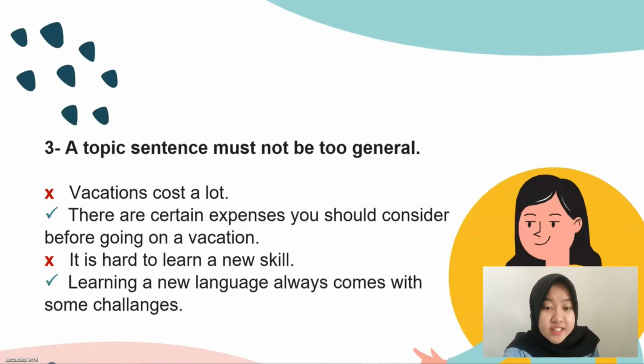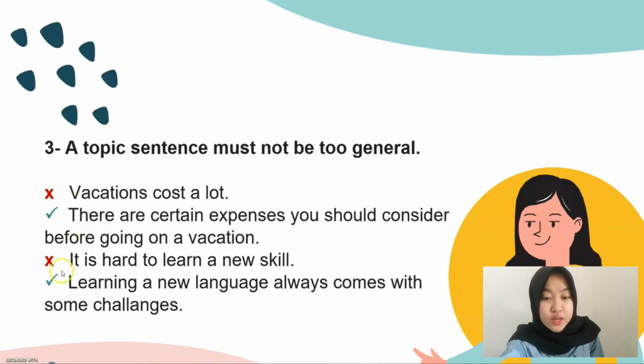I can make it a little more specific and have a very good topic sentence. There are certain expenses you should consider before going on vacation. Now with this topic sentence, I can actually go ahead and write a very good paragraph, because one paragraph provides me with enough space to elaborate and explain the subject, the different expenses that should be considered before going on a vacation. This is a very good topic sentence.